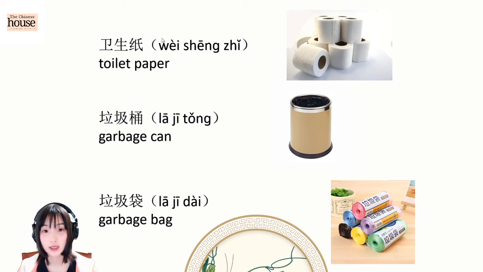The 卫生 here means clean and 纸 means paper. And then garbage can, 垃圾桶. 垃圾 means garbage. Garbage bag, 垃圾袋. Read after me. 垃圾袋.